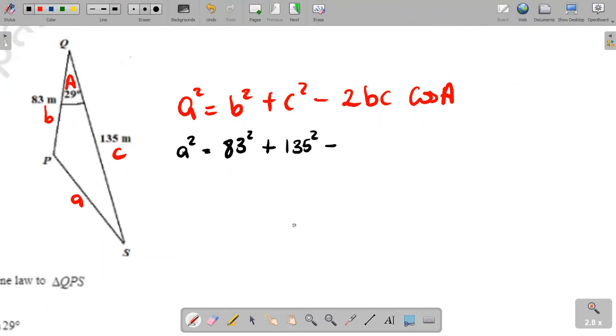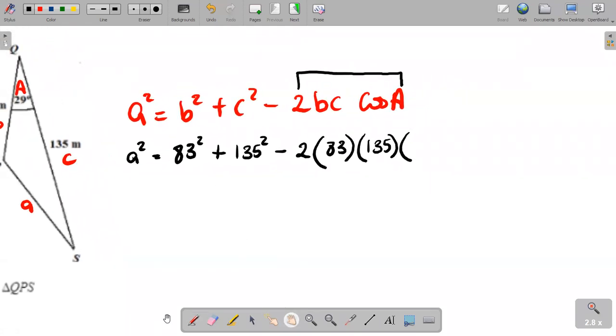Everybody following so long? This section here, how many things are we multiplying? We're multiplying four things, right? We're multiplying 2 times b times c times cos a. So it's gonna be 2 times b. What is b? 83. And you know, brackets mean to multiply, right? Times c, which is 135. Times cos a. What is the angle a? 29? Cos 29. Doesn't cos 29 have a number?